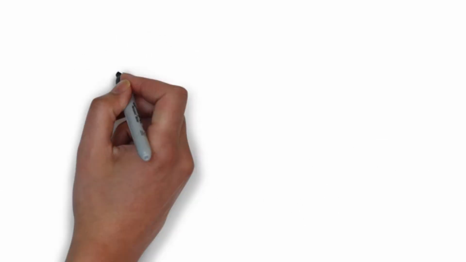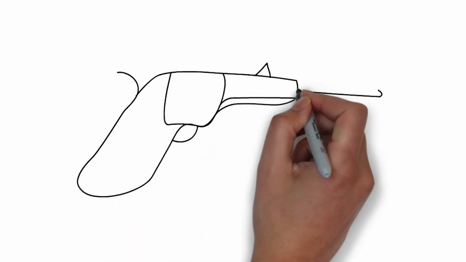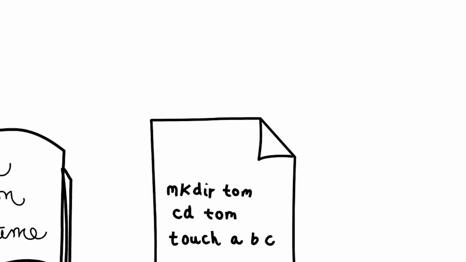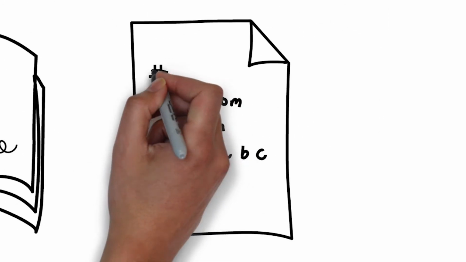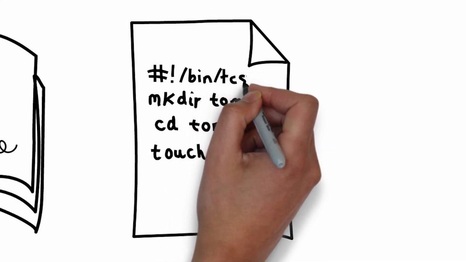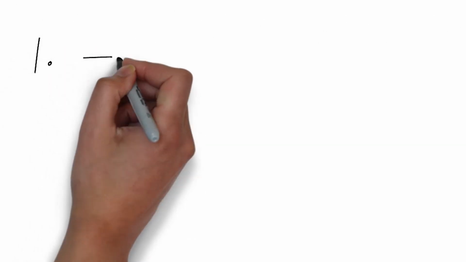What we have to do is, at the beginning of the file, start off with a shebang, which is a sharp and an exclamation mark, and then the path of what shell you are using to interpret this script. In this example, and in all of our scripts, we will be using tcsh. Let's get started with some code examples.